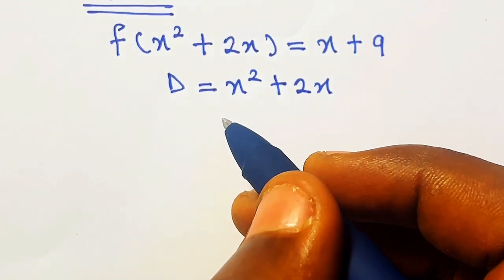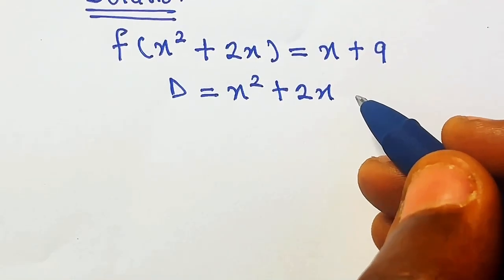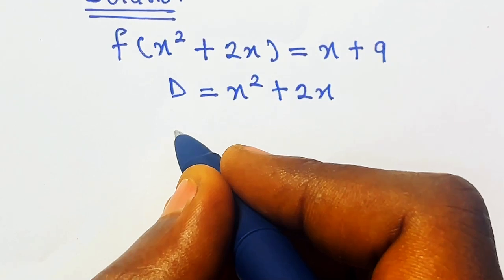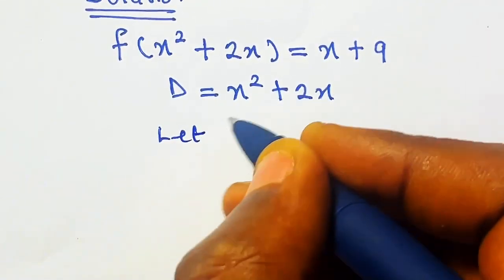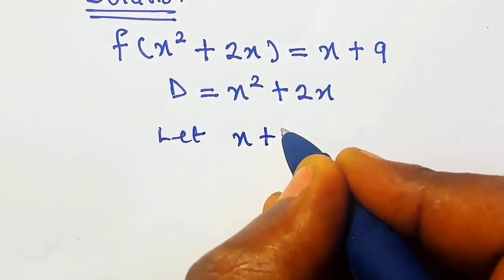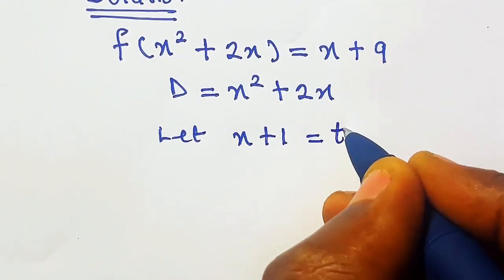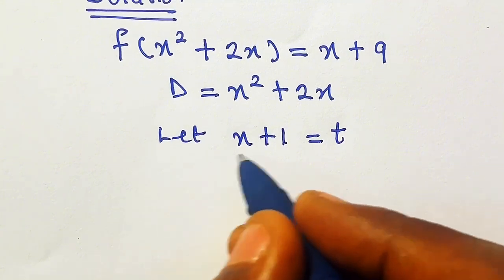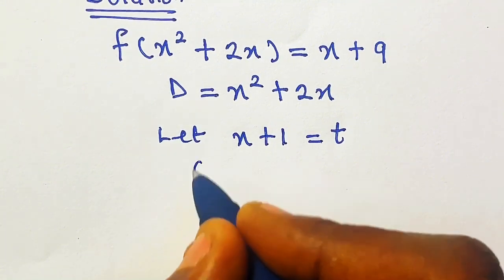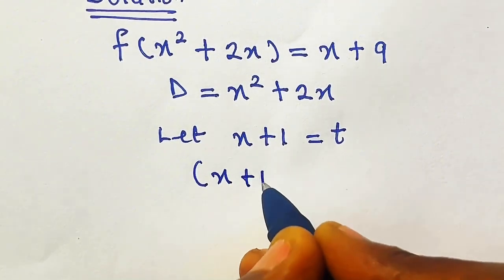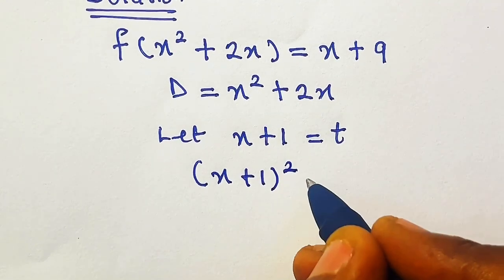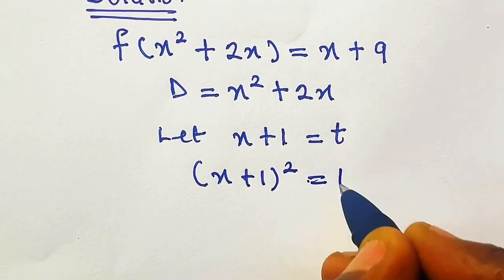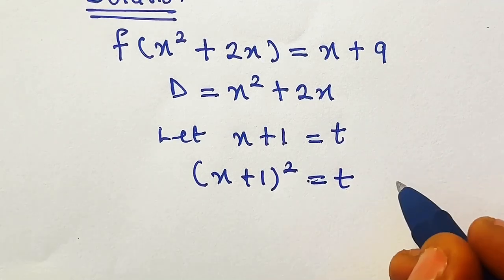x plus 1 equals t. So then by squaring this, we are going to have x plus 1 squared equals t. Let's start this.